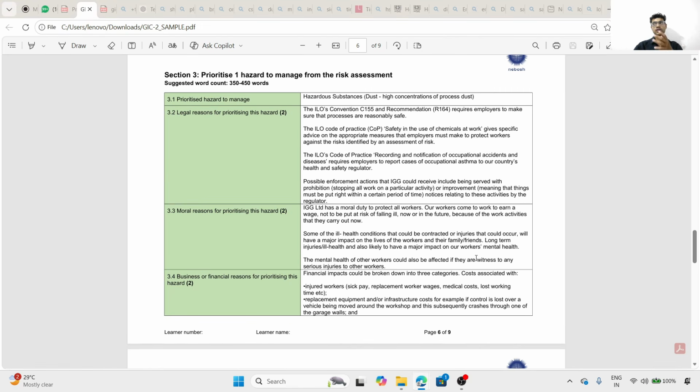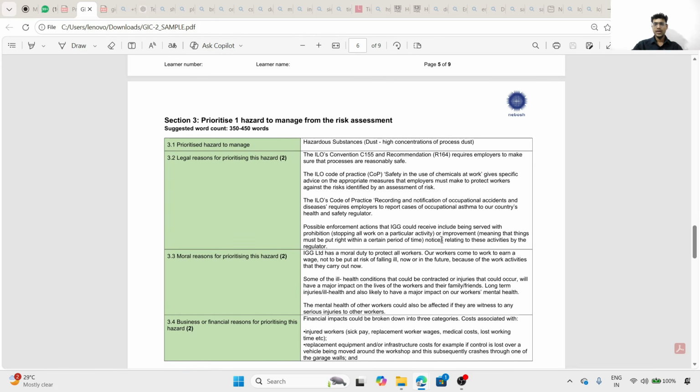Because see, you had mentioned to change the system, like implement new things for control measures, purchase such equipment, dust extractors, and a lot of changes you have mentioned. So why is it important legally, morally, financially? You shall have to justify or prioritize. You should have to describe regarding that.